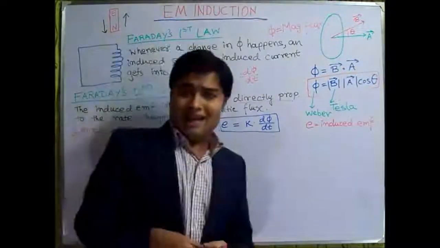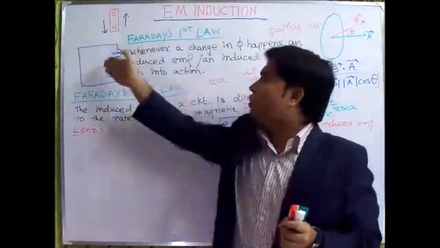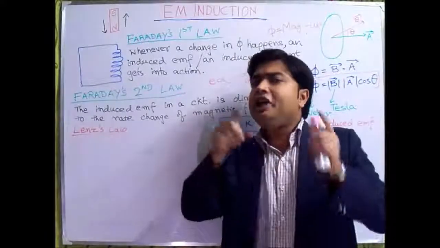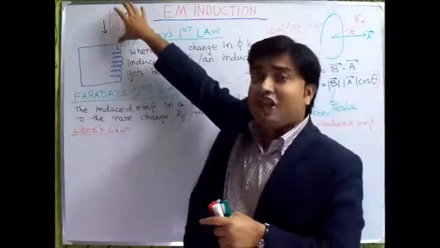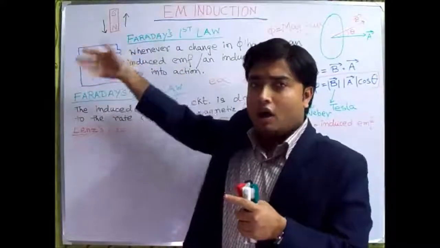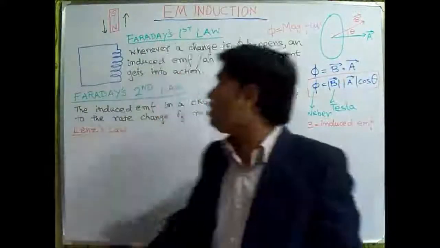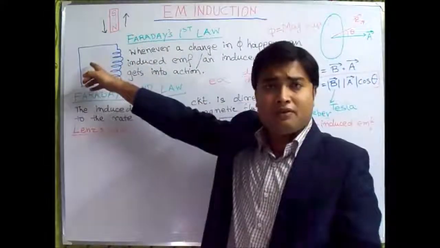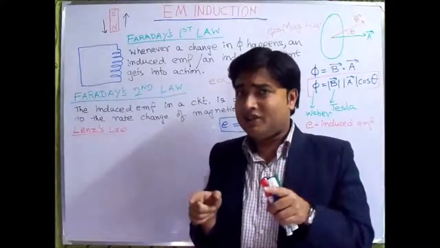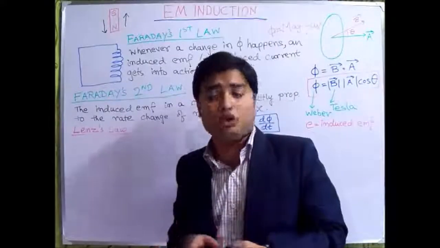The Lenz law says that the EMF that would be produced or induced within this circuit is in such a way that it opposes the change that is producing it. Now, which change is producing it? Obviously, this phi. This phi change with respect to time is going to produce this induced EMF, right? And the direction of this induced EMF will be such that it opposes the change that is producing it.